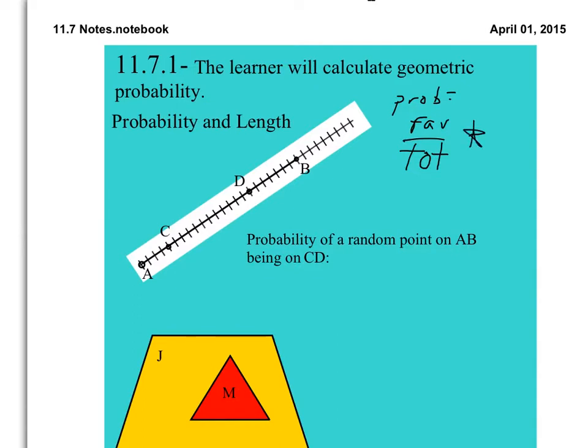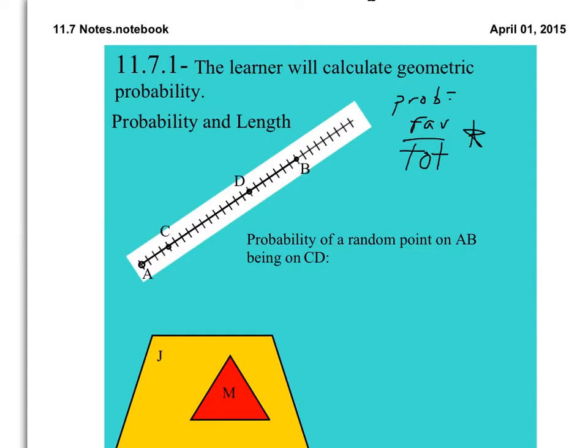Write that down. Okay, so in geometry then, we're going to talk about length and we're going to talk about area in terms of probability. So let's first talk about length. Let's find the probability that a random point on AB is also on CD.